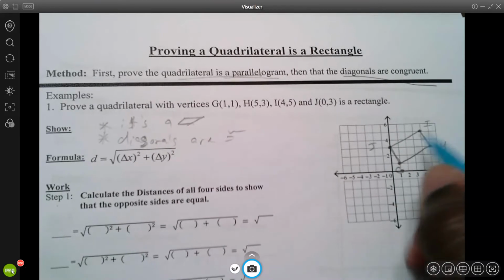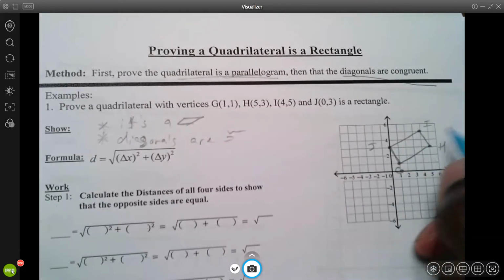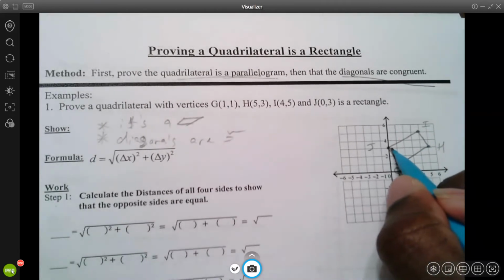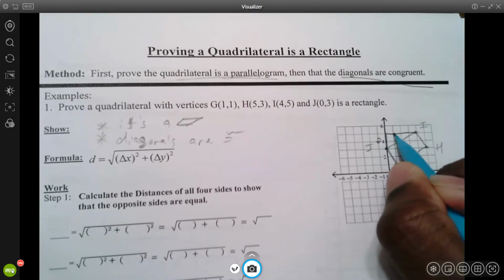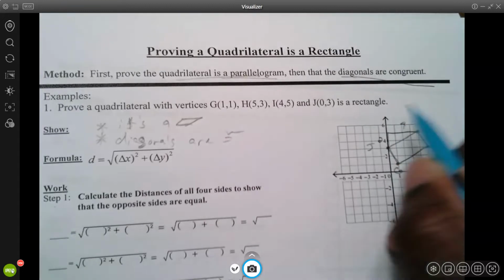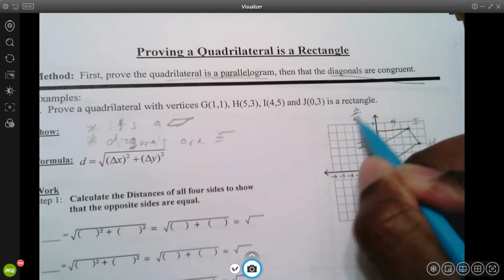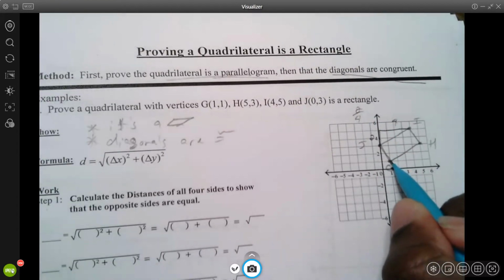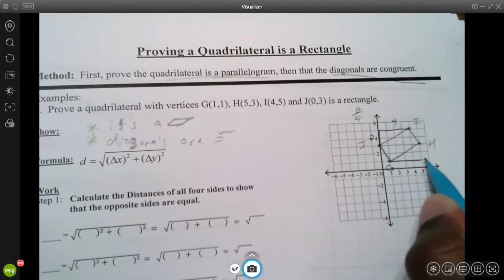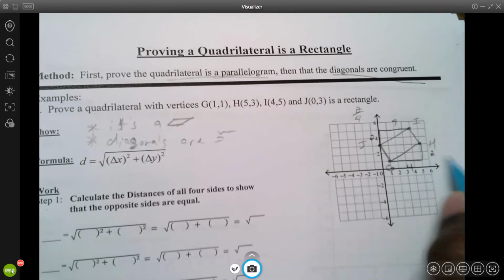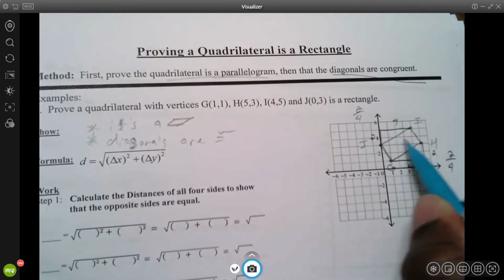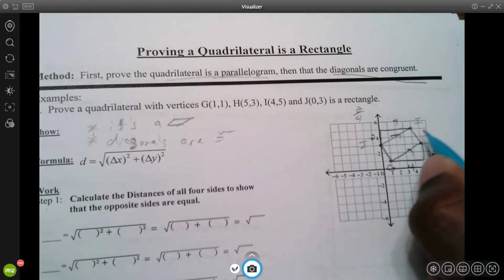So by showing this parallelogram, I know all my opposite sides have to be parallel. This side has a slope that is rise 2, run 1, 2, 3, 4. So that slope is 2/4. This slope, run 4, rise 2, so over 4 up 2, that's 2/4 as well. So these two sides are parallel.